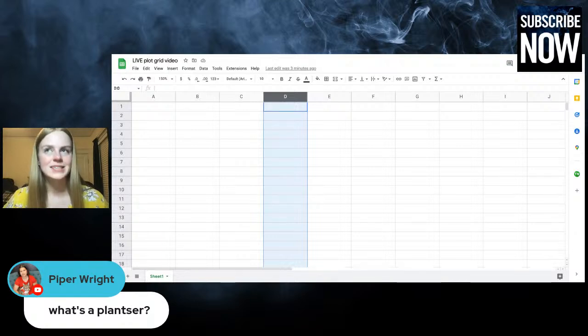Piper asks, what is a plantser? A plantser is, correct me if I'm wrong, Gail, someone on the spectrum between a plotter and a pantser who likes to pants their stories but still does a little bit of plotting, and still has a bit of a plan when they go in.